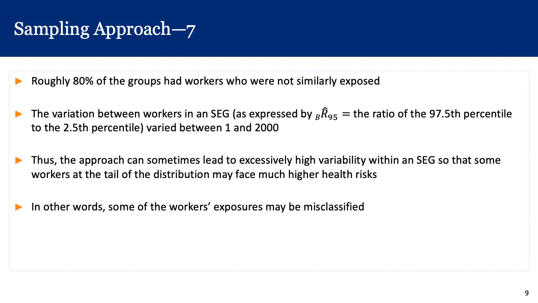And their conclusion was that the observational approach can sometimes lead to excessively high variability within an SEG, so that some workers at the tail of the distribution may face much higher risks. In other words, some of the workers' exposures may be misclassified, and those workers should not have been placed in this group. Maybe they should have been in a group by themselves or in a different group.